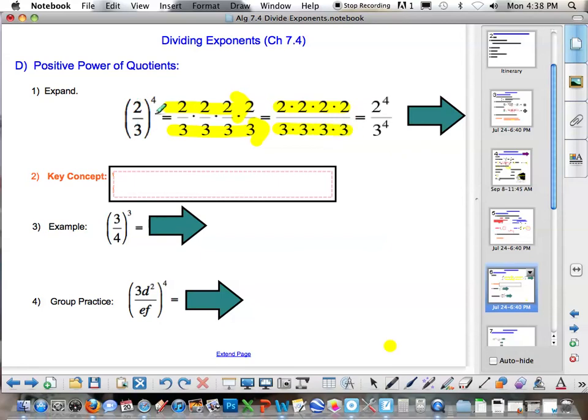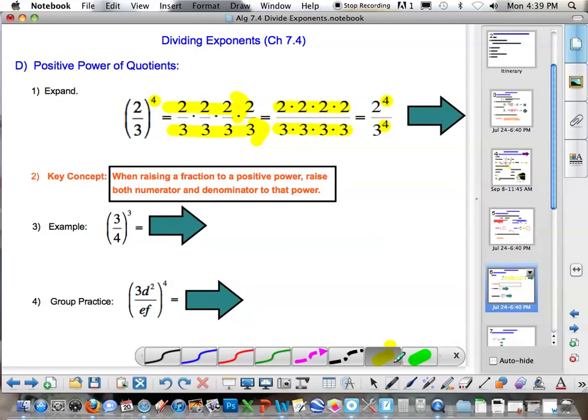So if I start with this fraction, 2 over 3 to the 4th power, I can basically take out those parentheses by saying that the 4 has got to go on the numerator and in the denominator. That 4 is applied to the 2 and is applied to the 3. So, another key concept we should write down: when raising a fraction to a positive power, raise both the numerator and the denominator to that power.